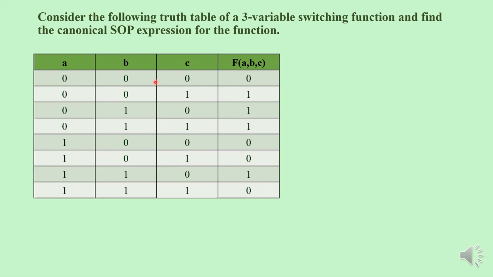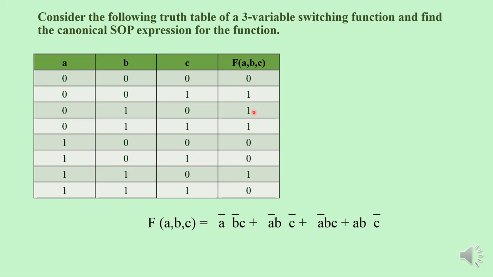So how can we express a canonical SOP expression from this truth table? First, 1 is getting here, that is 1. For which value? That is A is 0, B is 0, C is 1. So how can we define this term? That is A bar B bar C plus.